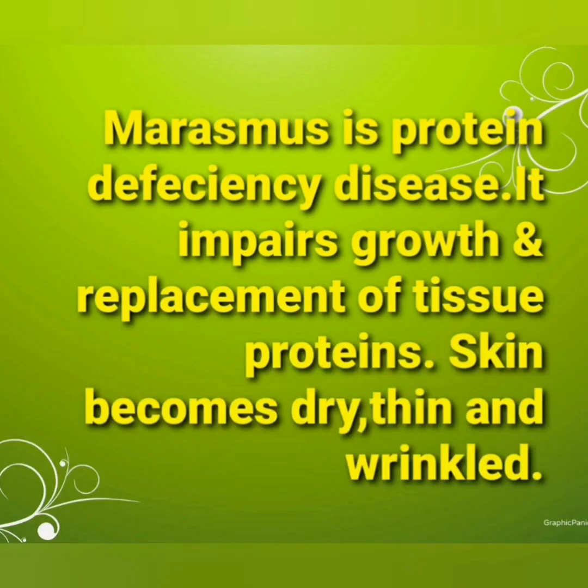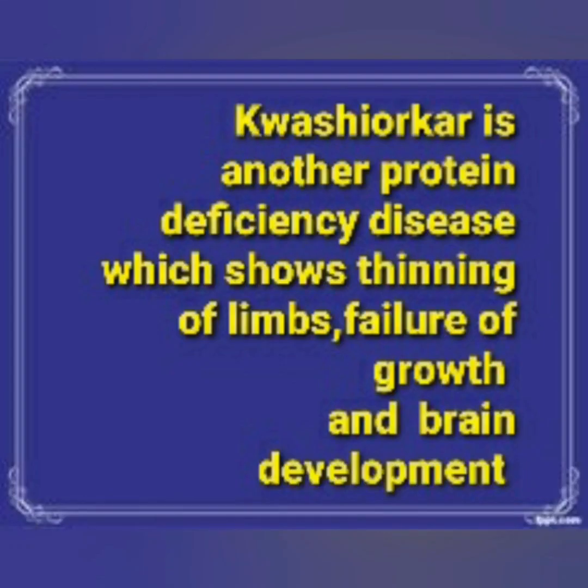Marasmus is a protein deficiency disease. It impairs growth and replacement of tissue proteins. Skin becomes dry, thin and wrinkled. Now kwashiorkor is another protein deficiency disease which shows thinning of limbs, failure of growth and brain development.